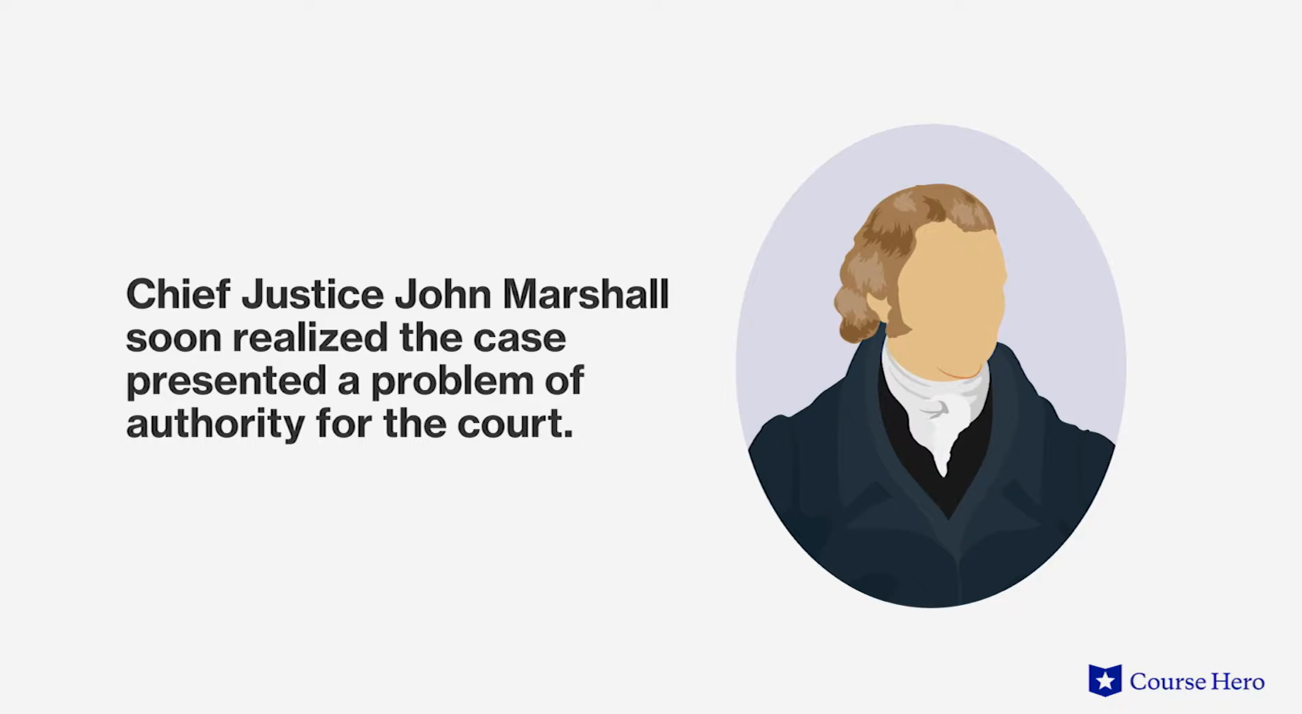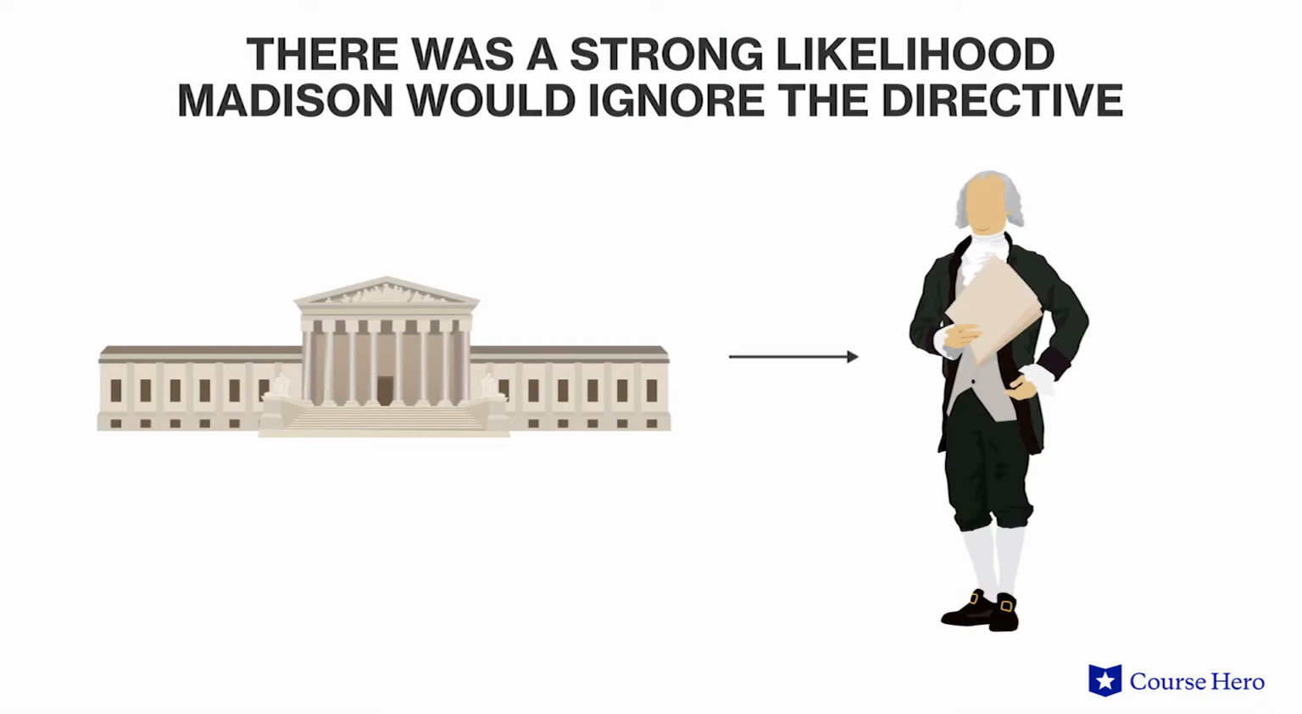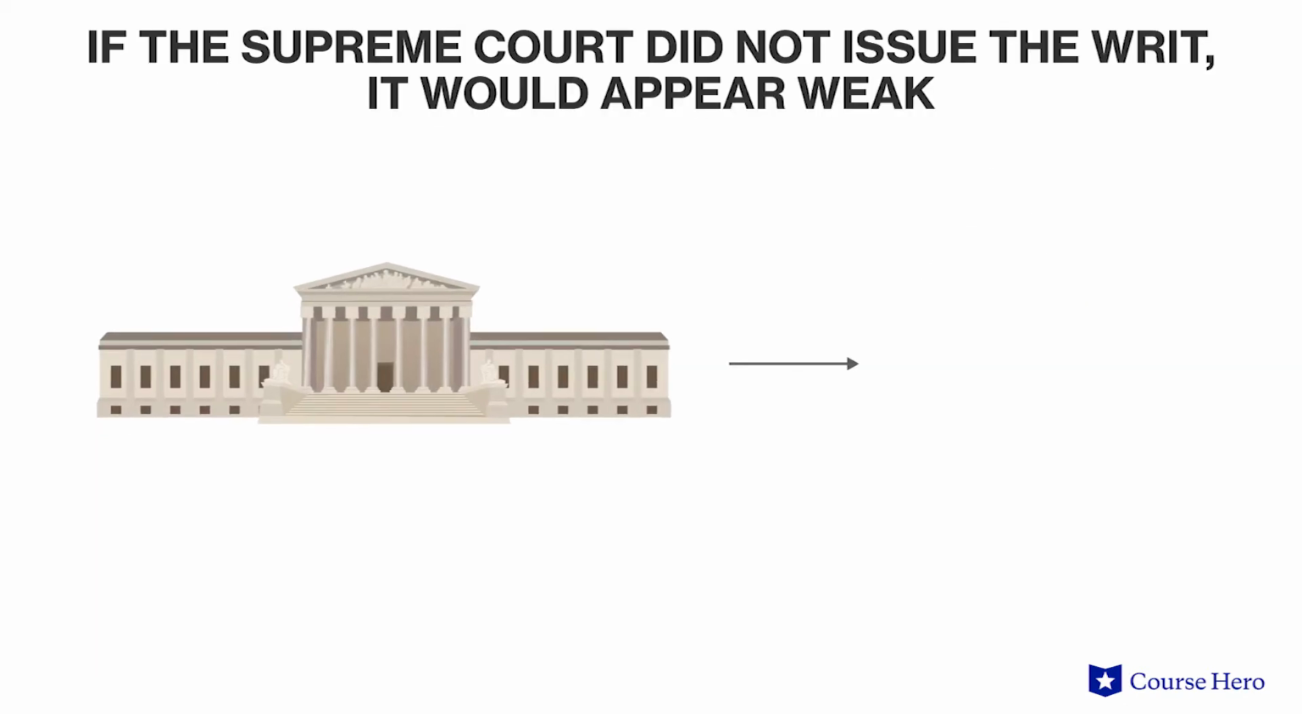Supreme Court, realized the case presented a problem of authority for the court. If the court insisted that Madison deliver the commission, there was a strong likelihood that Madison would simply ignore the directive. Unable to enforce its ruling in any way, the court would look ineffective. However, if the court did not issue the writ, it would appear that the justices were simply deferring to the executive branch, also making it look weak.